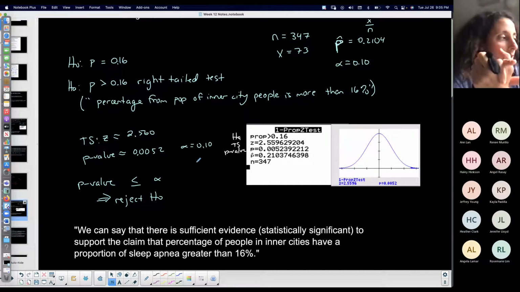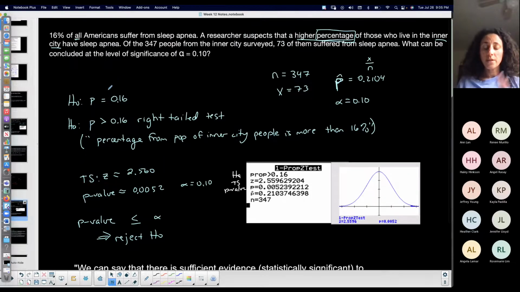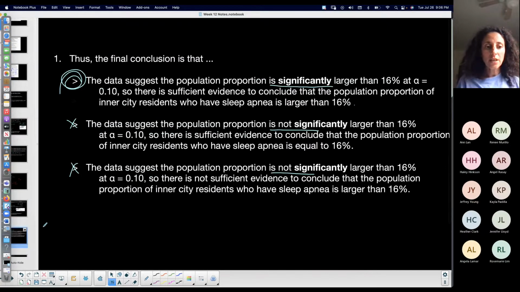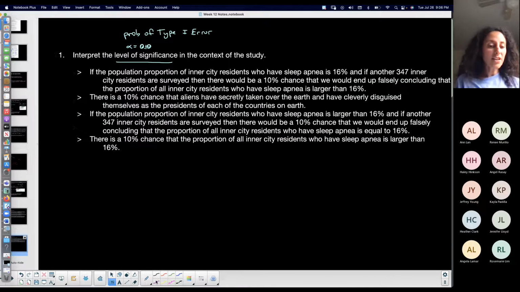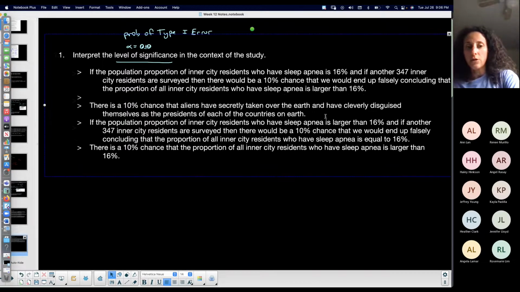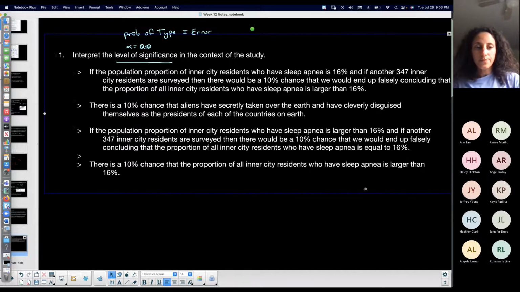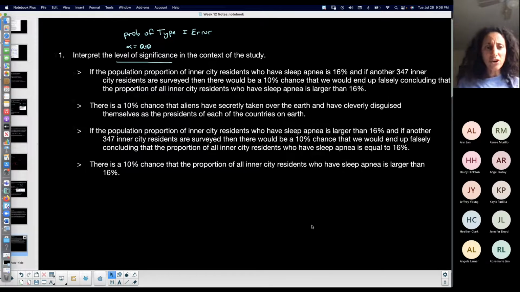So, okay. You told me that I rejected the null, which means that I'm claiming that we're supporting the claim that a higher percentage of those who live in the inner city have sleep apnea, right? More than 16%. If I made an error and I was wrong, there are things that I could do to maybe change my outcome, which is true, Angela. I could potentially do stuff to change my outcome, but I'm just trying to interpret it. So if I made an error, then I'm wrong, and inner city does not make sleep apnea greater than 16%.